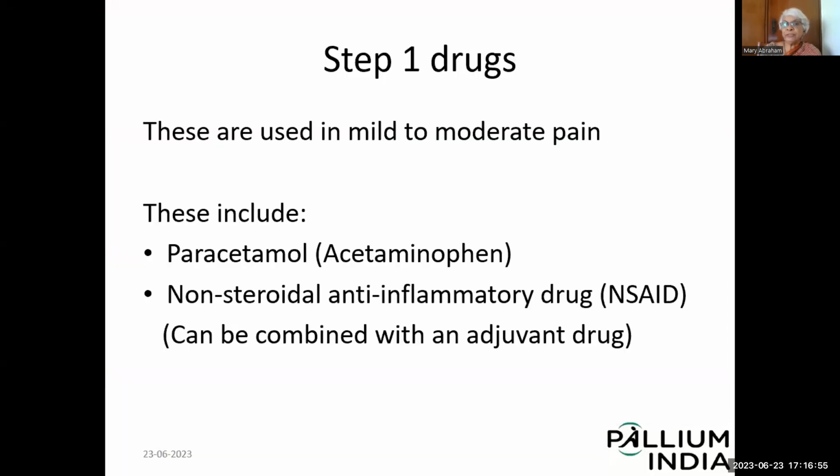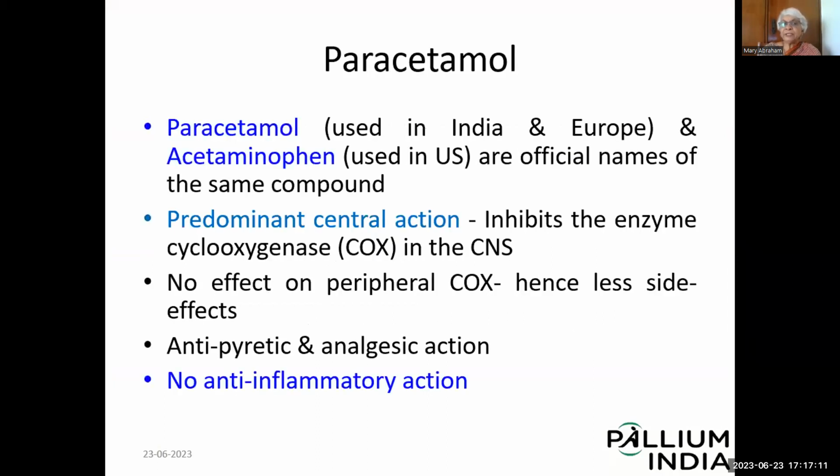So let us come to step 1 drugs. The step 1 drugs are paracetamol, which is also called acetaminophen, and the non-steroidal anti-inflammatory drugs. They can be combined with the adjuvant drugs used to treat mild to moderate pain. So paracetamol has basically a central action. It inhibits the enzyme cyclooxygenase, or COX, in the central nervous system. Please remember that it has no effect on the peripheral COX.